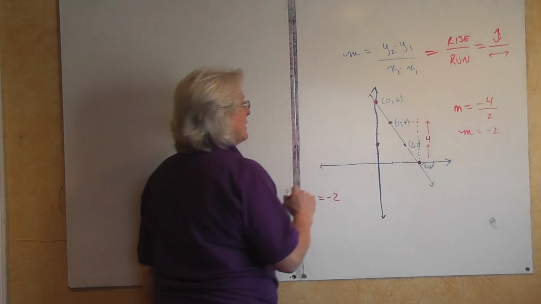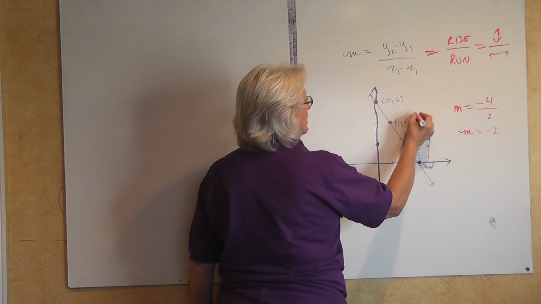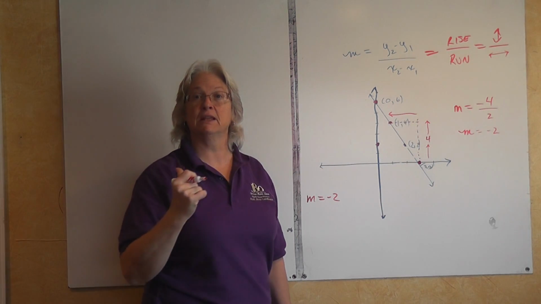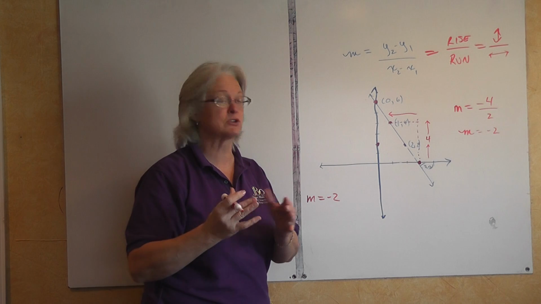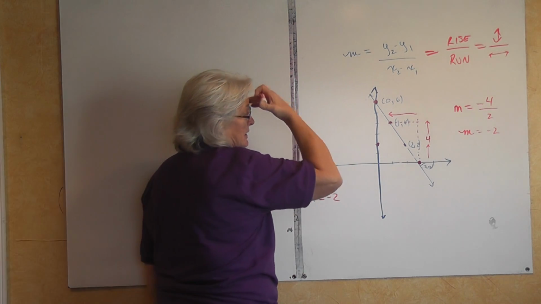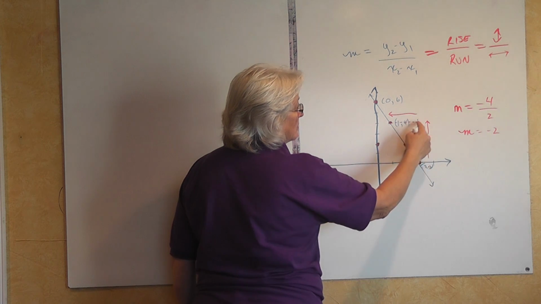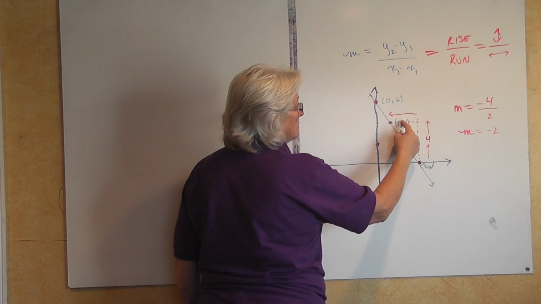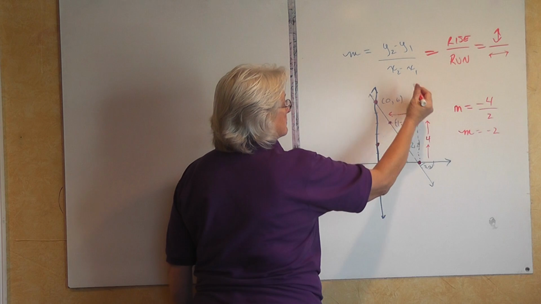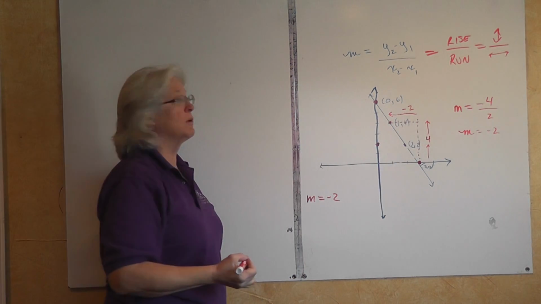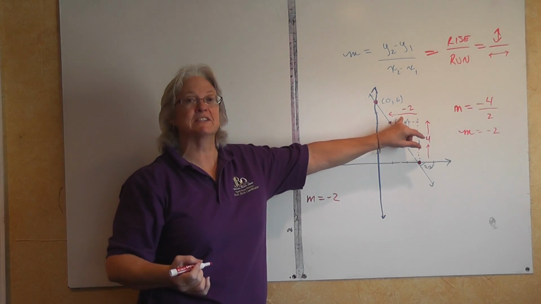Well, what about our horizontal change? Look at what direction we're traveling. We're traveling to the left in a horizontal direction, so that's a negative change that we have. Moving from 3 to 2 to 1. So our run, or our horizontal change, is a negative.